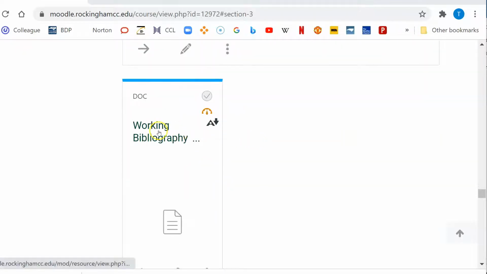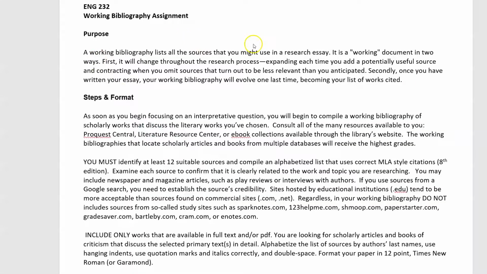The other document here is the working bibliography assignment. That assignment is discussed here in some detail. Basically, what I'm asking you to do is to identify at least 12 suitable sources. These are secondary sources, not the primary sources. So these are the sources you'll find in the database or the ebook collections on the library website. It's a working list of documents that may be helpful for you in developing your paper, but the sooner you begin the process of identifying sources, the better off you'll be.